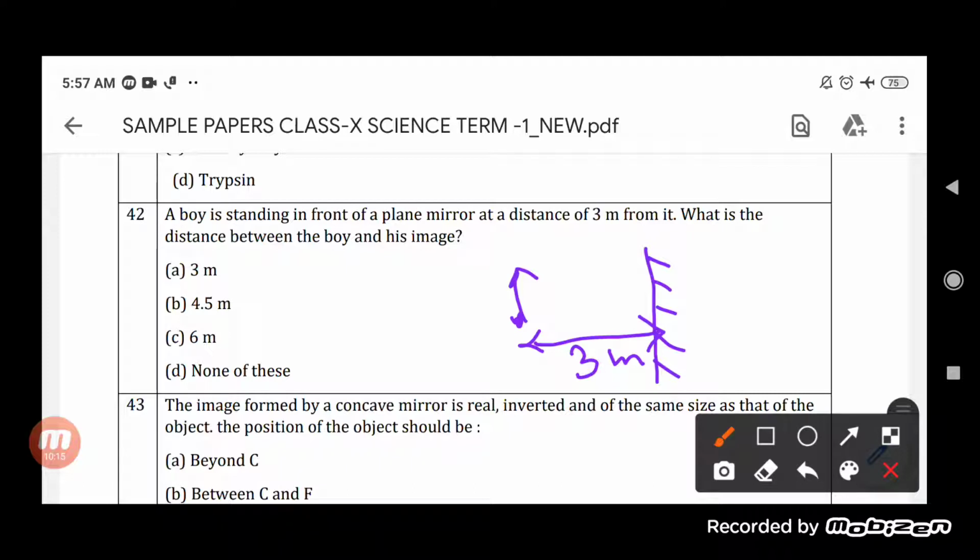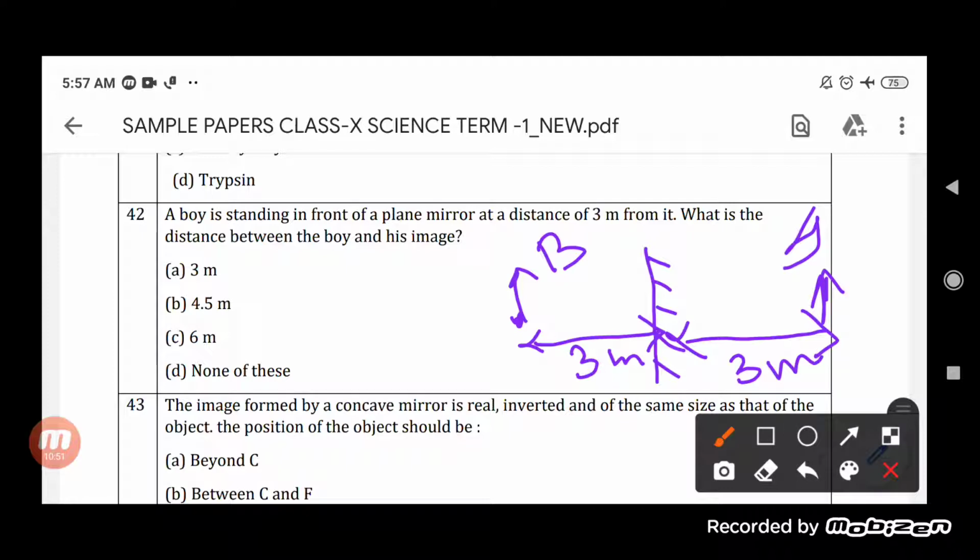It means if an object is 3 meter in front of a plane mirror, the image will also be formed 3 meter, yes, but behind the mirror. Okay, so if the object placed in front of the mirror is at 3 meter, the image formed is also 3 meter behind the mirror, so the image will be formed here, and the distance between this and this is again 3 meter. So this is the boy and this is his image.